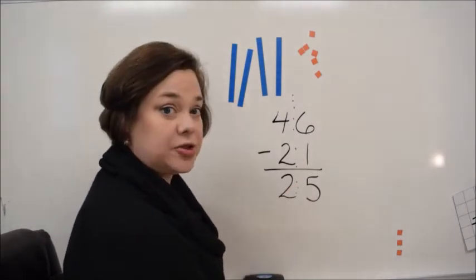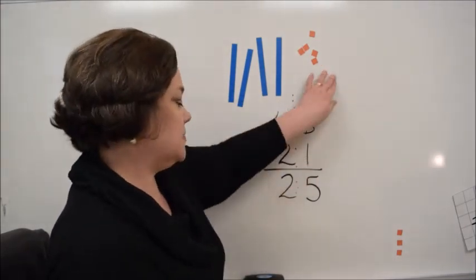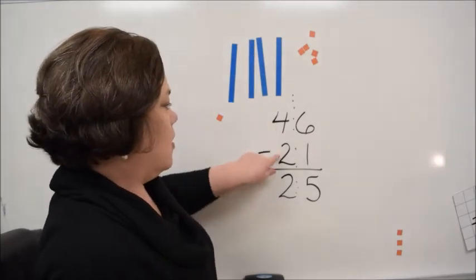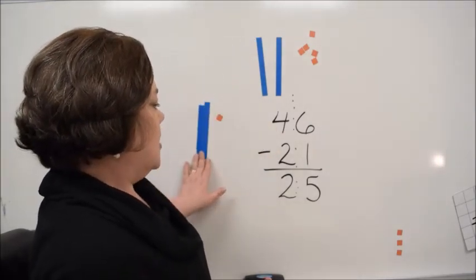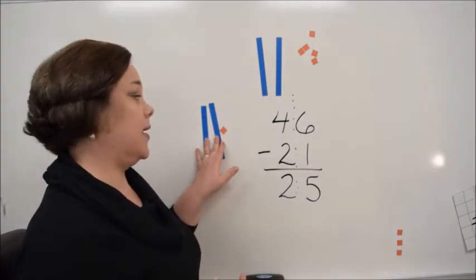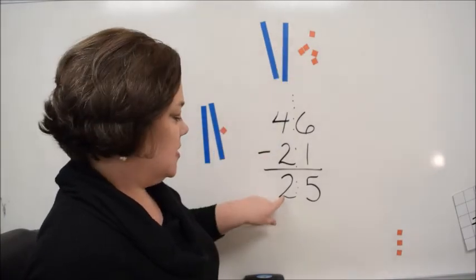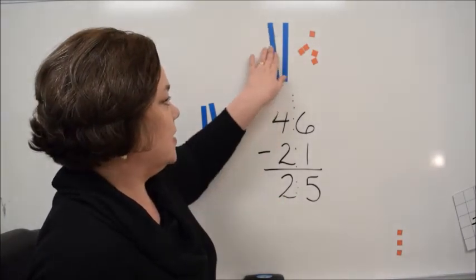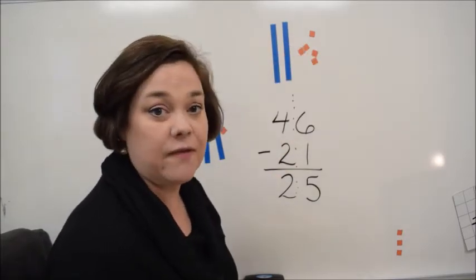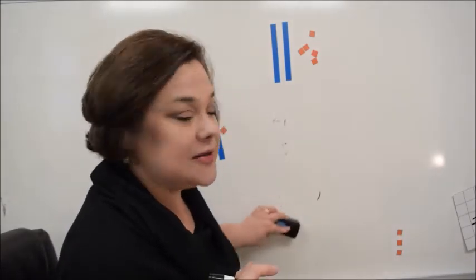So now let's try it by actually taking the blocks away. 6 minus 1, move it over here, and then 4 minus 2. So here is the 21 I've taken away, and this is what's left, 25. Here's my 2 groups of 10, and here's my 5. The trick is that you start with the right, that's the right way.